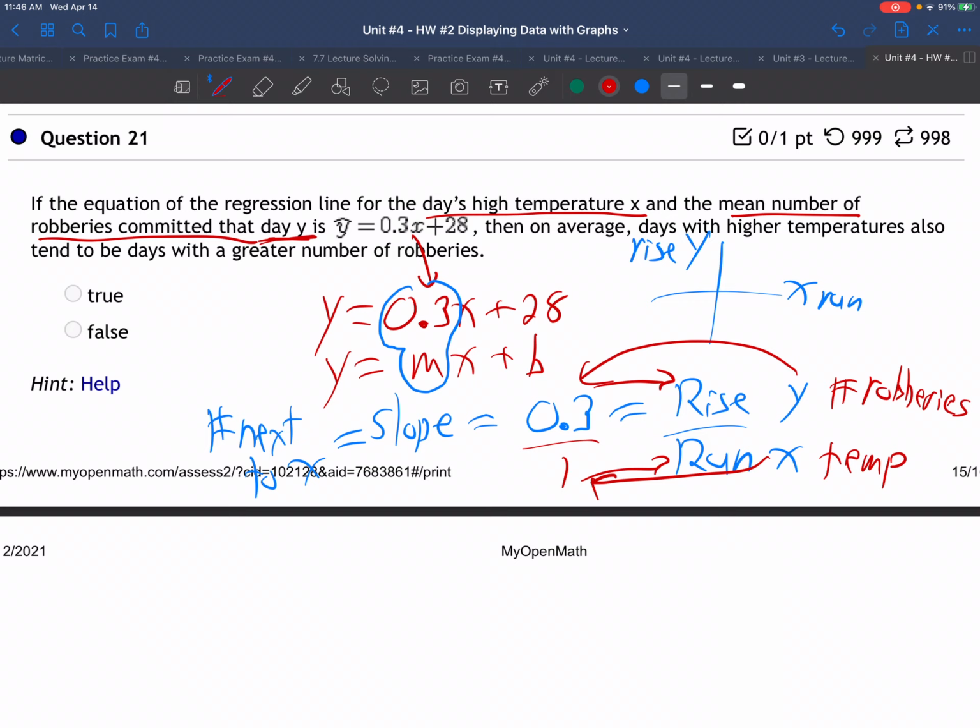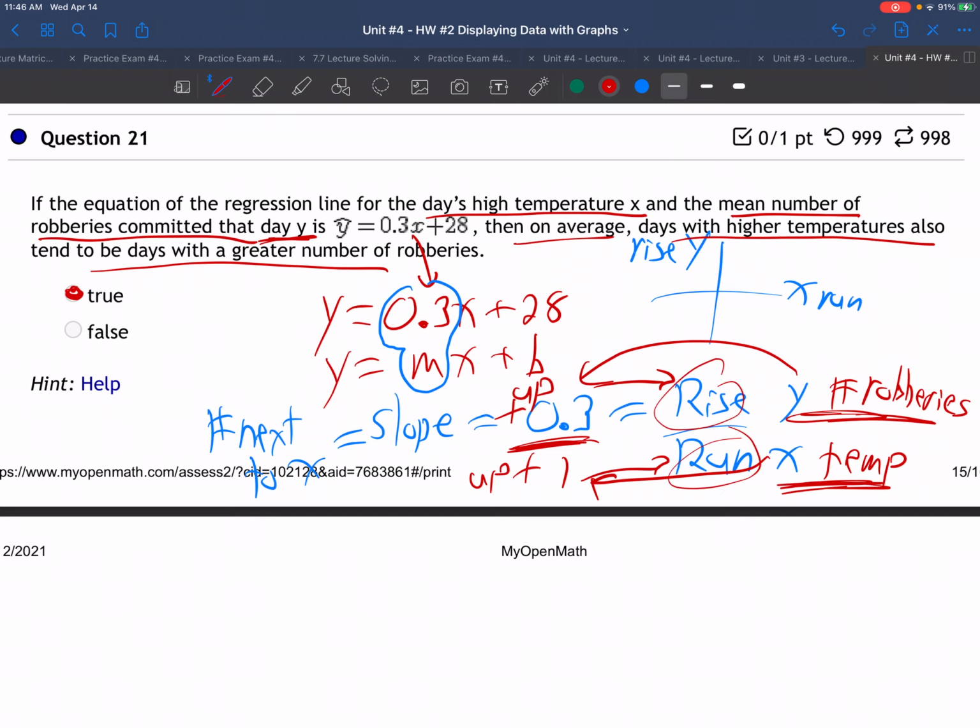So in other words, this is a positive slope, isn't it? Right? These aren't negative numbers. So that means the number of robberies goes up when the temperature goes up. Is that what they're saying? Then on average, days with higher temperatures tend to be days with greater numbers. True. That is true. That's what that equation is saying. That line equation is connecting x, which is temperature, with y, which is number of robberies.